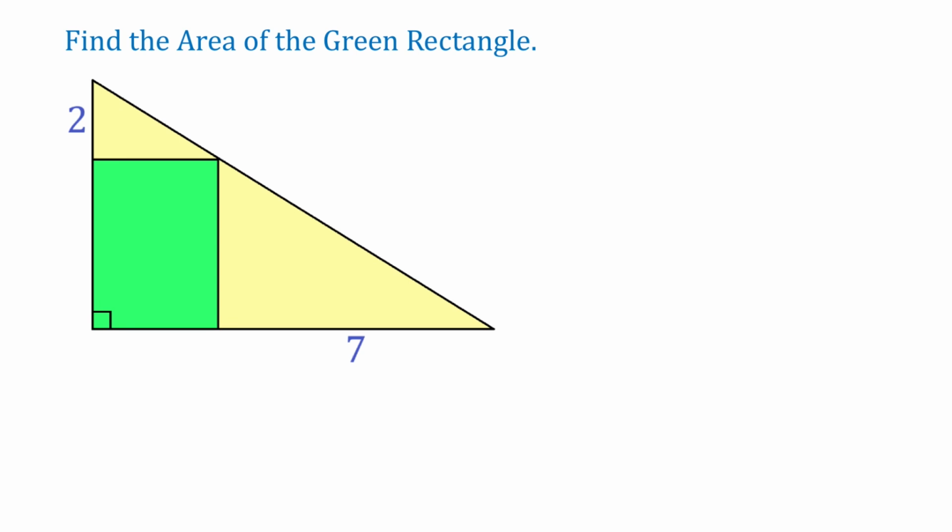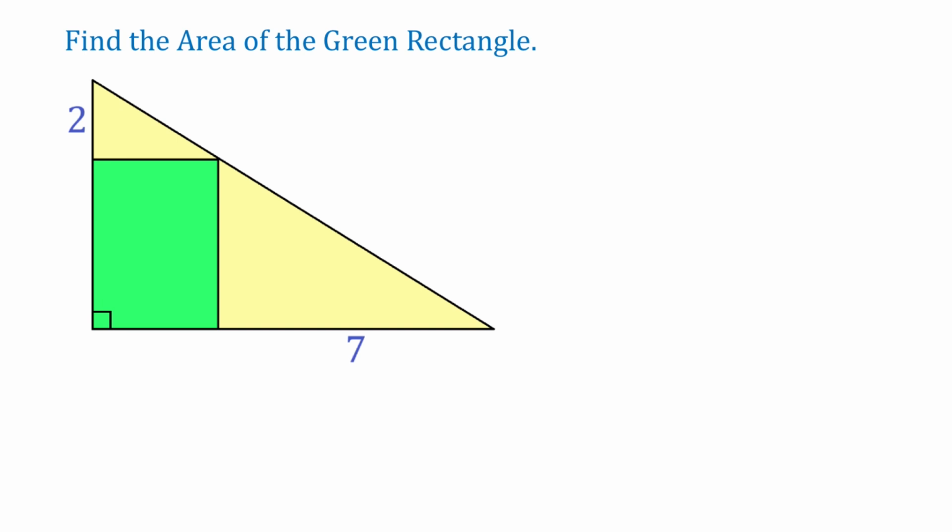14. But now let's see why we need to multiply these two numbers to get the area. Take a look at these two yellow triangles. These two triangles are similar because they have the same shape but different sizes. In similar triangles, the corresponding angles are equal.